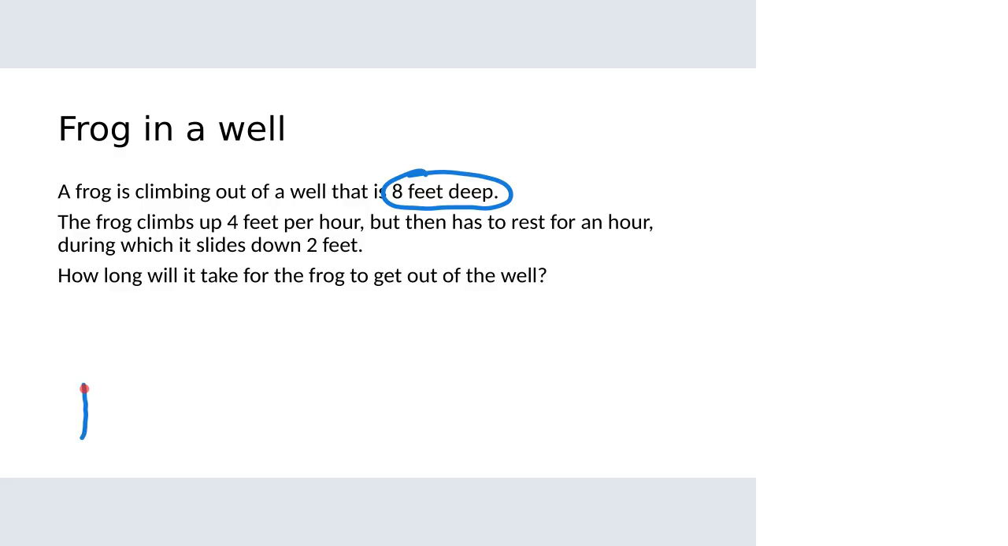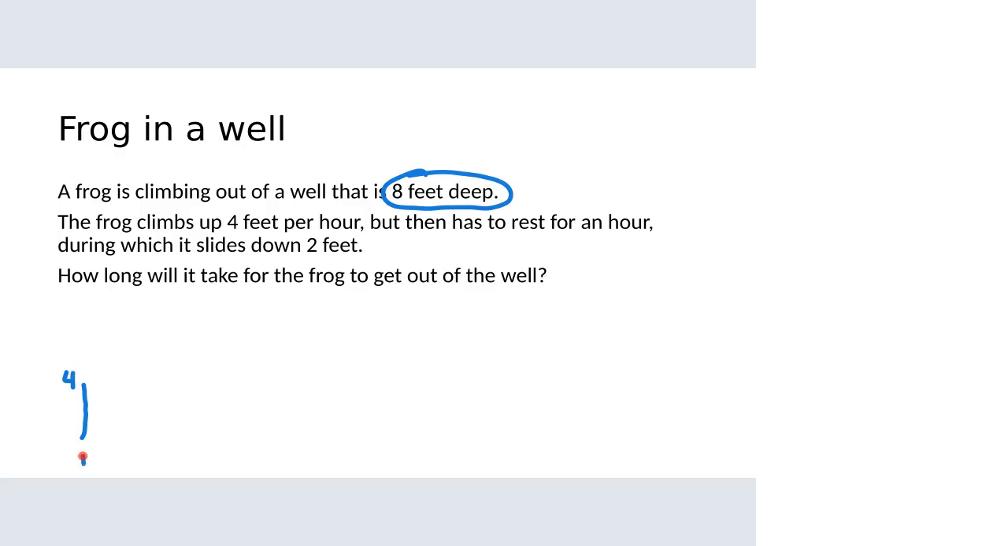So he climbs up 4 feet. So that's where he is. But then he rests for an hour. So he slides down 2 feet during his second hour. Oh, and you can put as many notations on here as you need to make sure that you're keeping track.